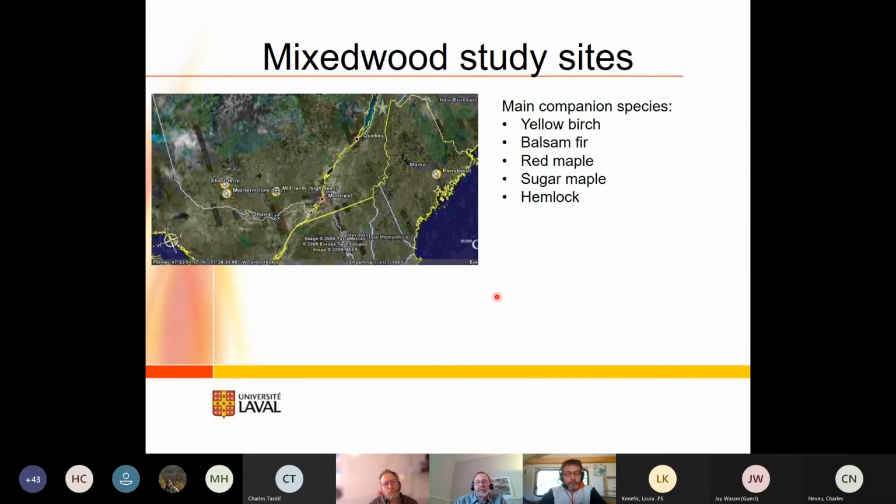Most of our studies were conducted in mixed-wood stands in western Quebec, so here in this region. We had a short-term study and a long-term study, and the plantations that we'll be presenting were in the lower St. Lawrence, and we also used some data from the Penobscot Experimental Forest. In these mixed-wood stands, the main companion species are yellow birch, balsam fir, red maple, sugar maple, and hemlock.